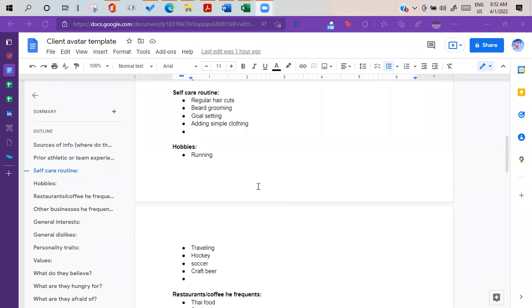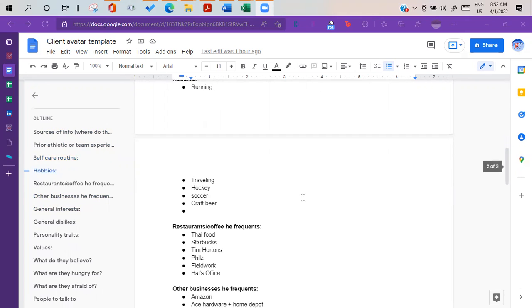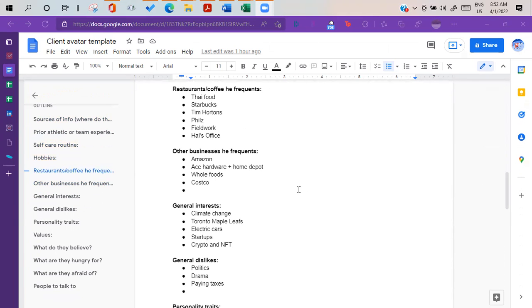What about their hobbies? What are the hobbies they're doing? Where are they traveling? Are they doing craft beer, hockey? What do they like? Again, think of client service. What restaurants do they frequent? If they are a Starbucks fan, then you can buy them some Starbucks. Or if they're Ruth's Chris or the Keg or whatever local restaurant, you can target some client appreciation events with them. Do they like wine? Or do they like beer?